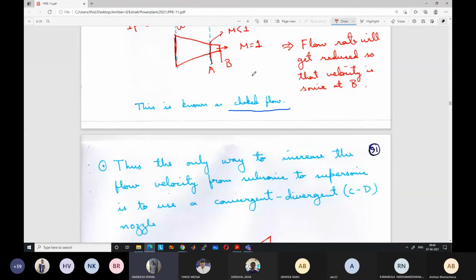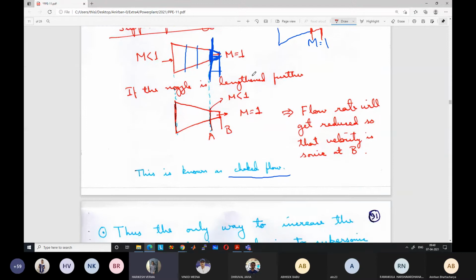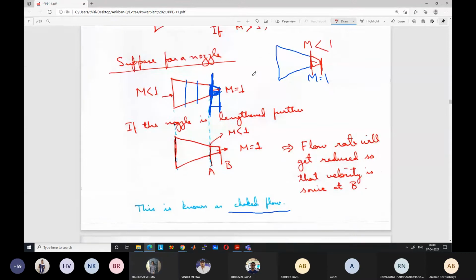So what will happen if the entering velocity is Mach number equal to 1? Yes, it will automatically get adjusted so that it becomes much less than 1. Because if you cannot force the entry velocity to be Mach number 1, then there is no issue. Then it will act like a diffuser.